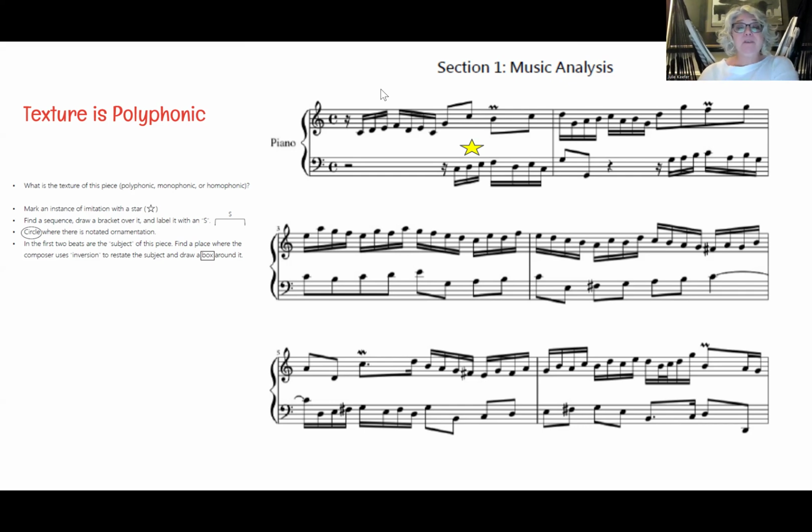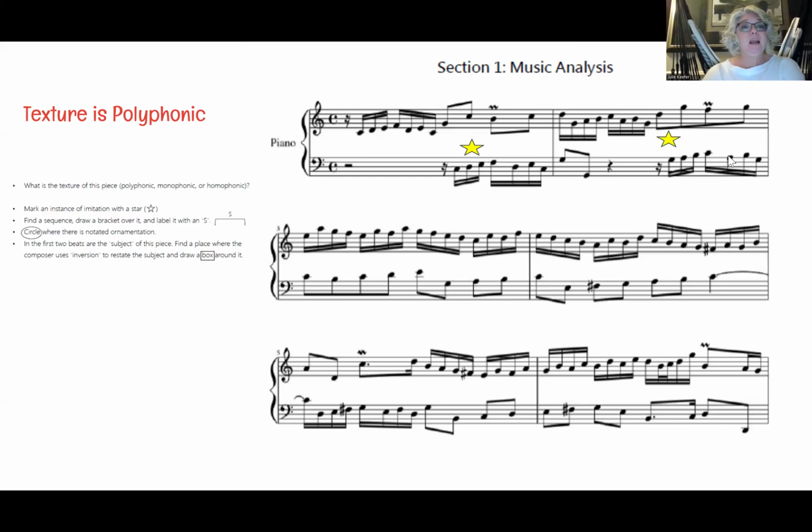Then you can keep looking for other forms of imitation. All right. Here we have another one. Here we have another one. They're all the same pattern. Again, they might be on different lines and spaces, but the pattern, just what you're looking at, is the exact same pattern. So there's another one.